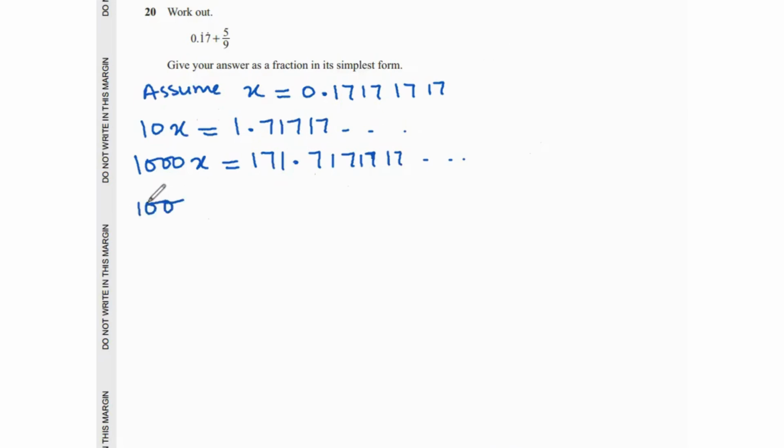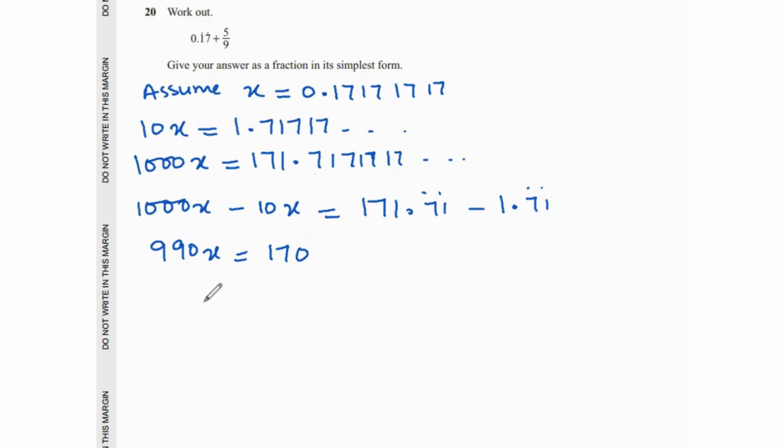Now I'm going to subtract 10x from 1000x on one side, and 1.71 recurring from 171.71 recurring on the other side. So that's going to be 990x equals 170. x is 170 divided by 990. The zeros get cancelled out. So that gives us 17 over 99.